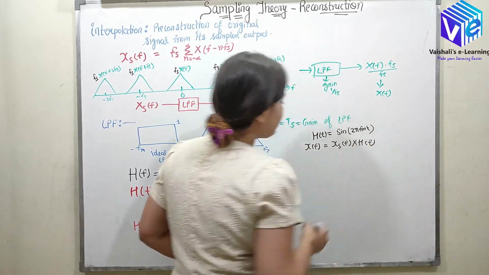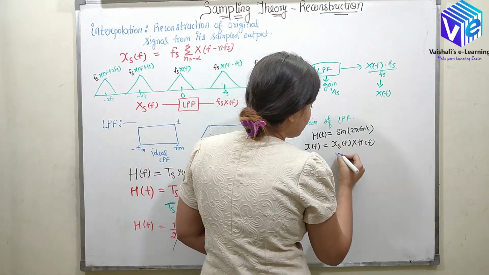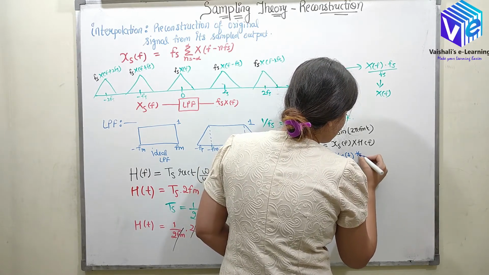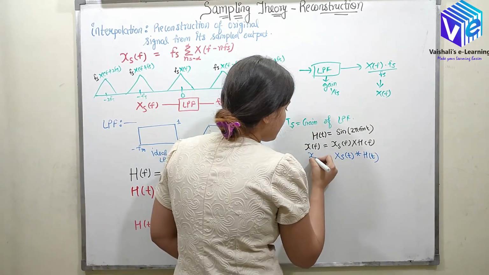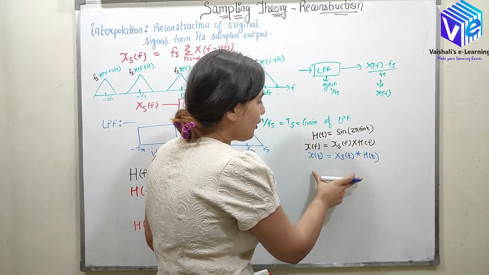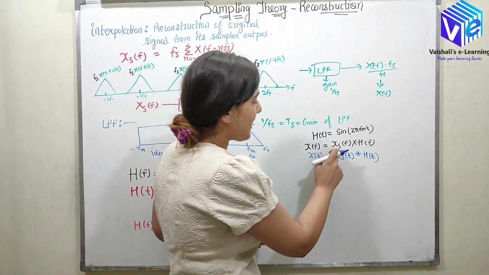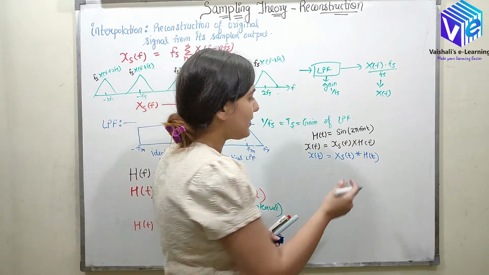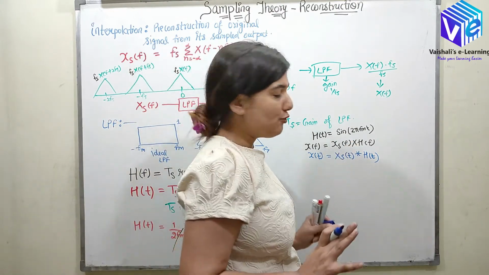with H(f). So if I take them in the time domain, the multiplication in the frequency domain would result in the convolution in the time domain. So x_s(t) convolved with h(t) is represented by x(t). I represented all of the same things in the time domain. X(f) is represented as x(t). The sampled output in the frequency domain is represented as the sampled output in the time domain. H(f) is represented as h(t). Only the multiplication would convert into the convolution.